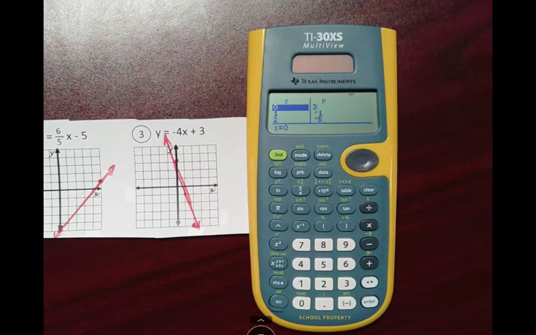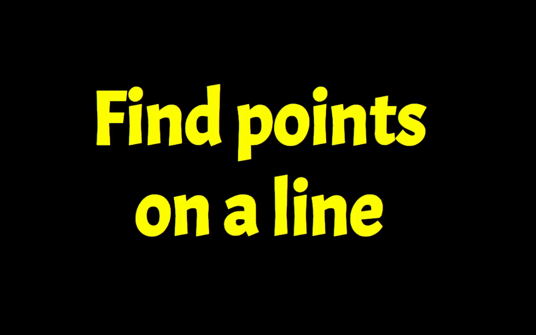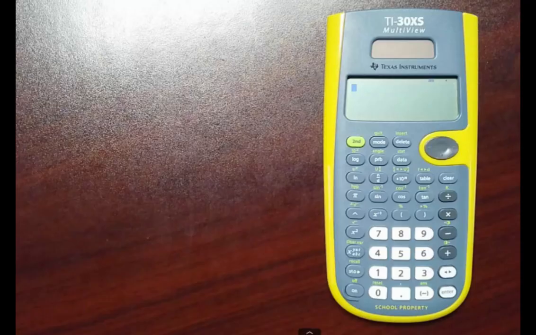And there's one other way that we're going to use the table button, and that's to determine if a point is on a line. One last way we can use our table button is to determine if a point is on a line, or to determine what an equation is that goes through 2 points.